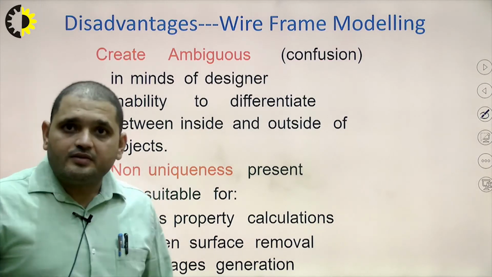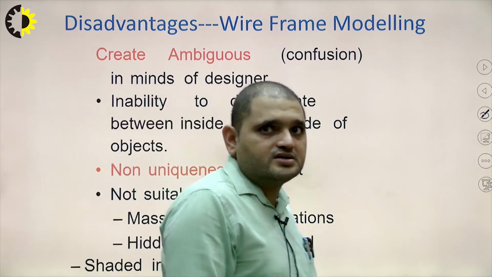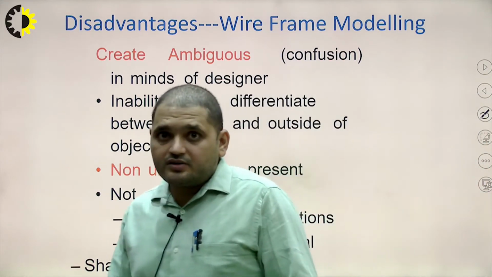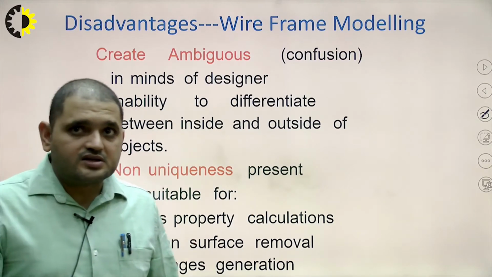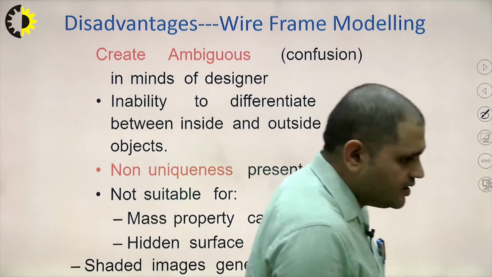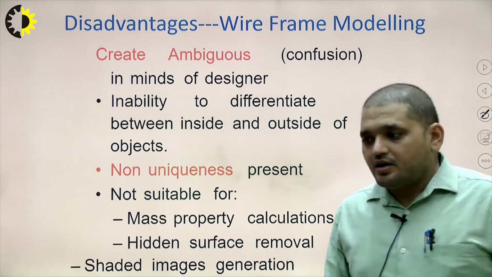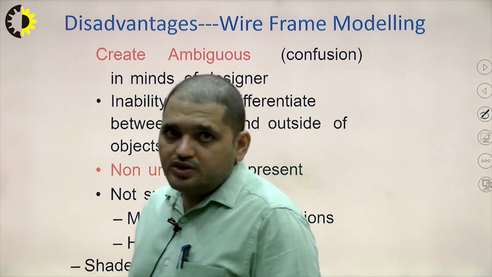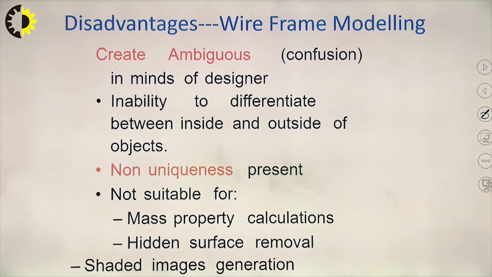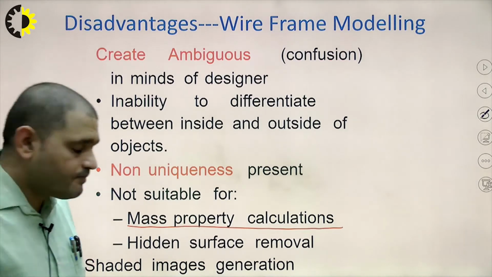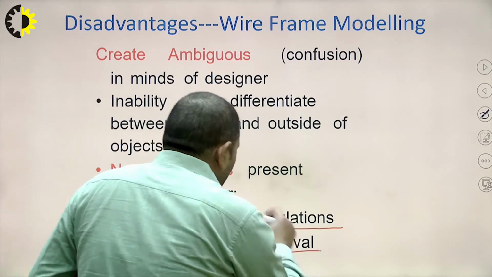Now, disadvantages of wireframe model. It creates ambiguity, that is confusion, as there are a number of lines and vertices. You have to actually analyze which surface is on the top side, on the back side. So, that is why it is a little confusing. There is also inability to differentiate between inside and outside of objects, because no surfaces are present. No uniqueness is present, it is not suitable for mass property calculation as it does not have any mass, and hidden surface removal cannot be done.